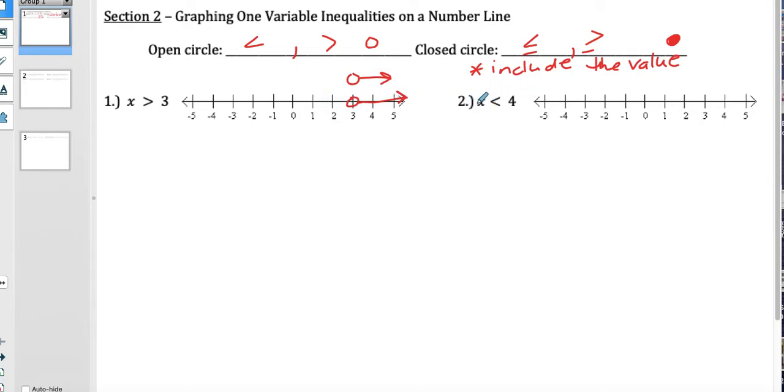On number 2, it says x is less than 4. So again, we're going to use an open circle at 4, and we want to be smaller, so it's going to be all of the values pointing to the left that are smaller than 4. So it does not matter if I have positive or negative numbers. This is an open circle pointing to the right because I want values that are bigger than 3. And this is x is less than 4, so I want values smaller.